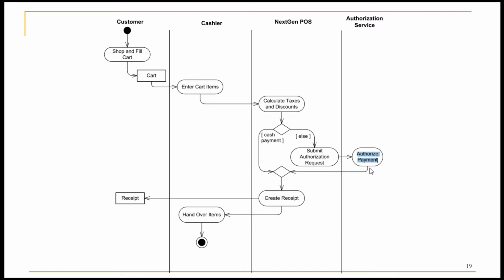the payment and returns back to the merge. And if the payment was cash, we simply jump on to the merge part and create the receipt. And once the receipt is created, we go back to the cashier swim lane, which hands over the items. And in the customer swim lane, we generate the receipt object.